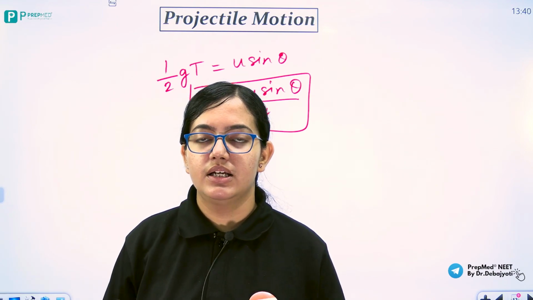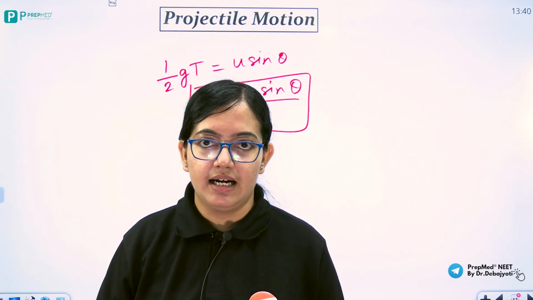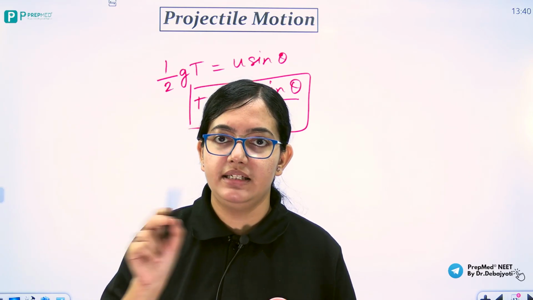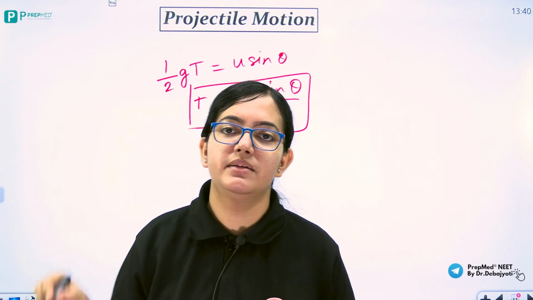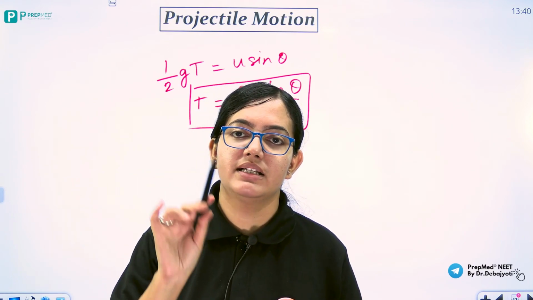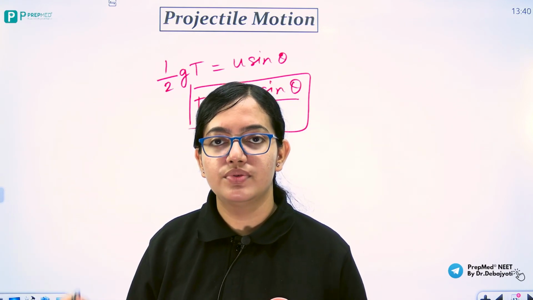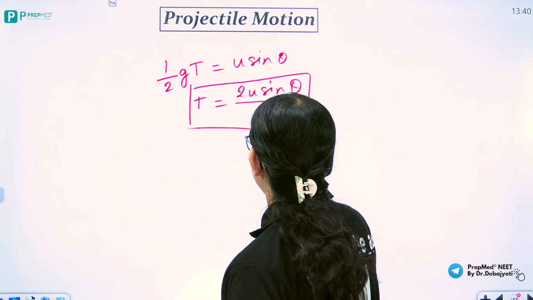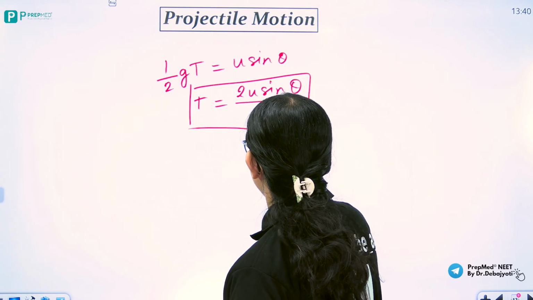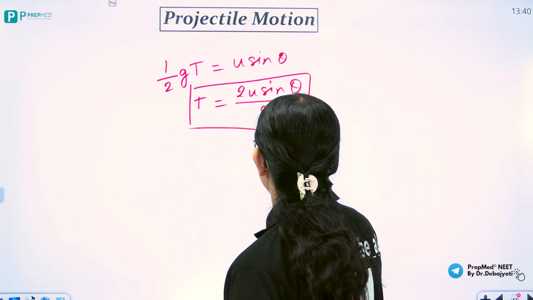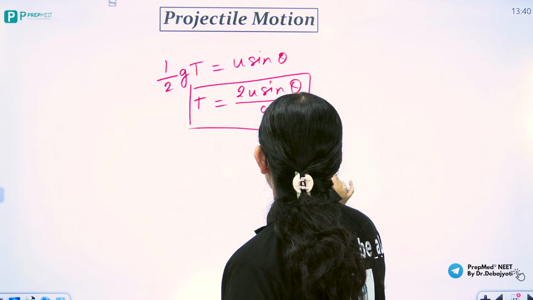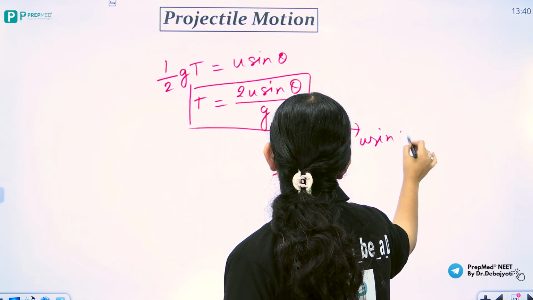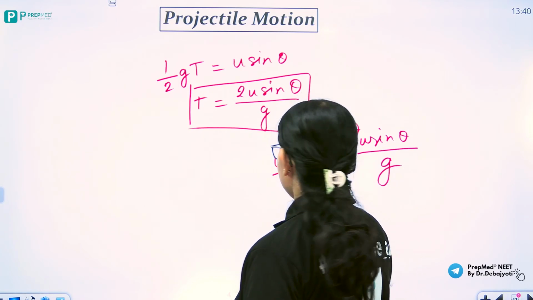Okay, that means when the object starts and reaches its maximum height, this is the time of ascent, and descent means when it goes from the maximum height to the ground again. So that includes both. That means you can write that when it is moving from its starting position to the maximum height, it takes the time u sin theta by g, and the time of returning is also u sin theta by g. Okay.